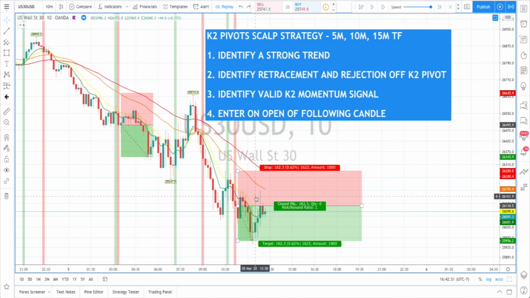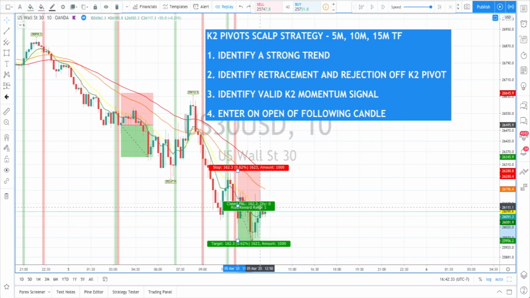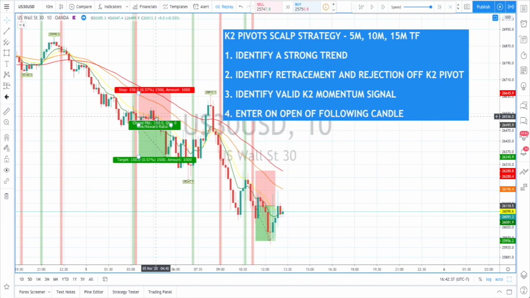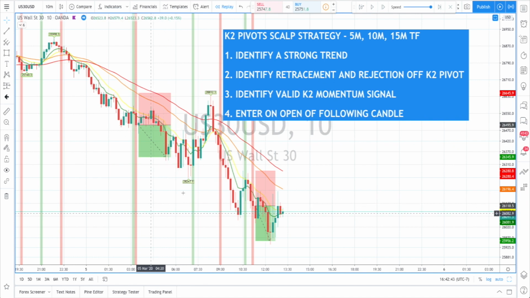And there you go, guys. Profit target, easy as that. 2 back-to-back wins right there. 1 win for 1,623 pips, and then right here for 1,500 pips. So you would have made very nice wins pretty easily just using this pretty basic strategy.